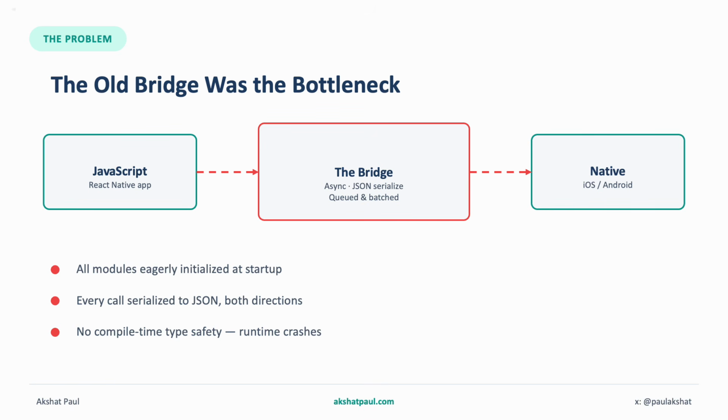And here's the part that really hurt. All your native modules, camera, storage, whatever, got initialized the moment your app launched, whether you used them in that session or not. On top of that, there was zero compile time type checking. You could pass a string where native expected a number and you wouldn't find out until your app crashed at runtime. This is the exact problem turbo modules were built to solve.